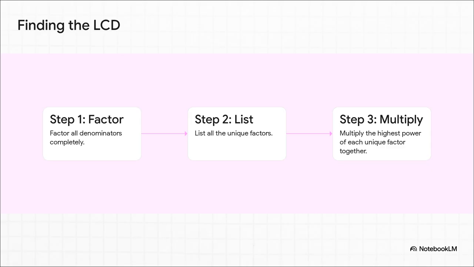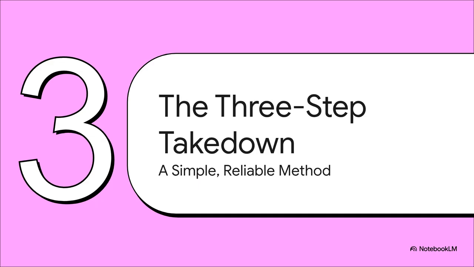First, you just factor every single denominator all the way down. Then, you look at all those factors and you make a list of all the unique ones. And finally, you just multiply them all together, making sure you take the highest power of each one. That's it. The thing you get at the end, that's your LCD. That's your key.